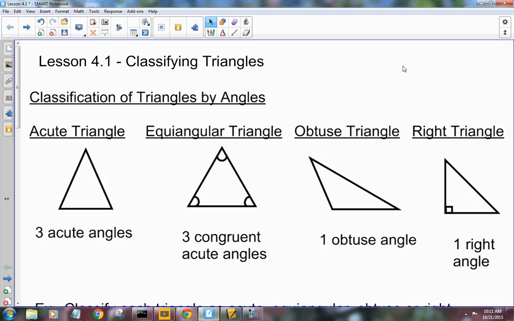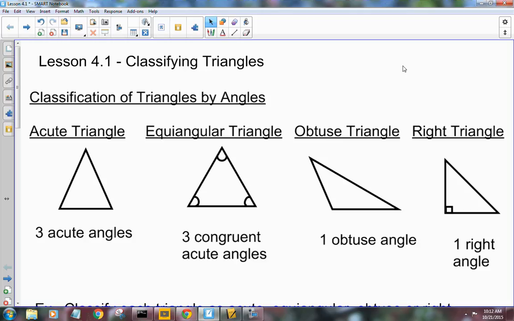All right. So we're starting with the first lesson, and it deals with classifying triangles. And triangles can be classified in two ways. They can be classified according to their angles and according to their sides. So really, you can have like two names. You can have an obtuse isosceles triangle.